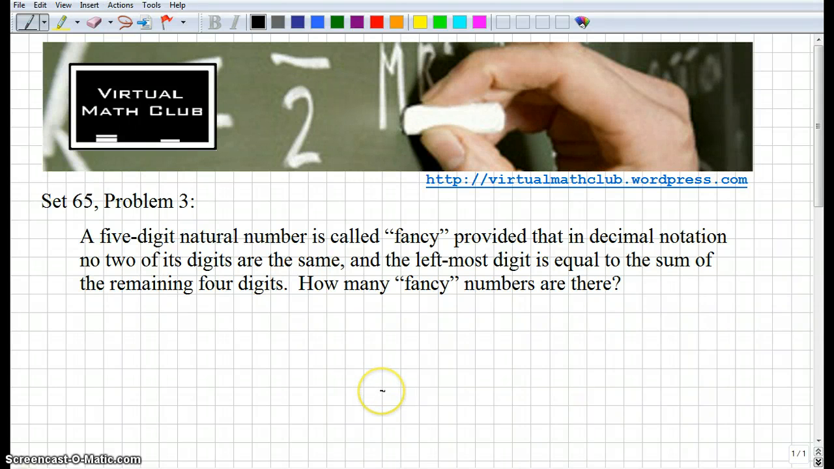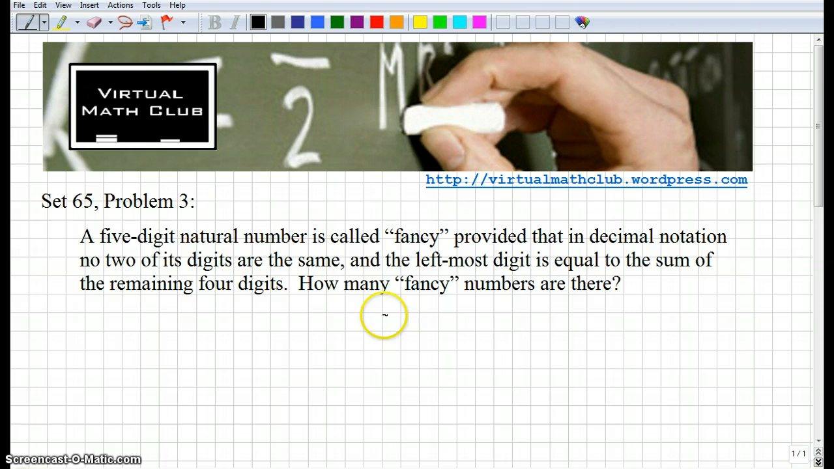A 5-digit natural number is called a fancy number provided that in decimal notation no two of its digits are the same and the leftmost digit is equal to the sum of the remaining digits. How many fancy numbers are there? Alright, well this is just an arbitrary definition of fancy number.